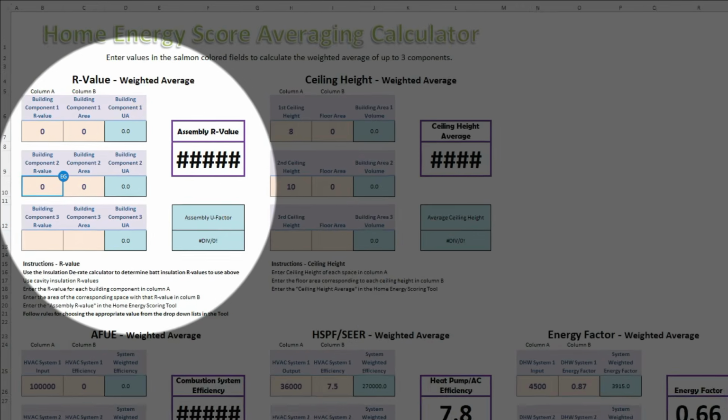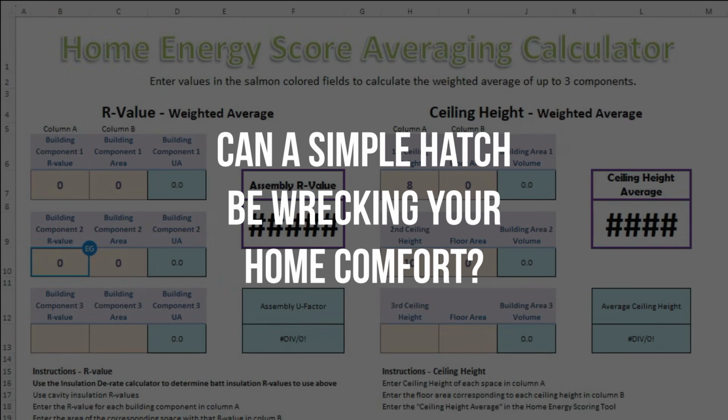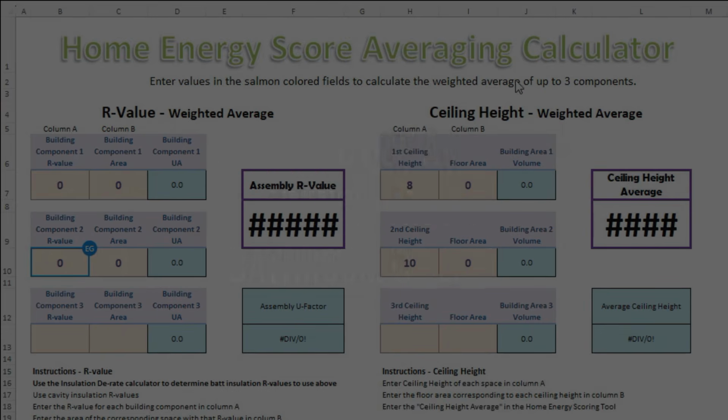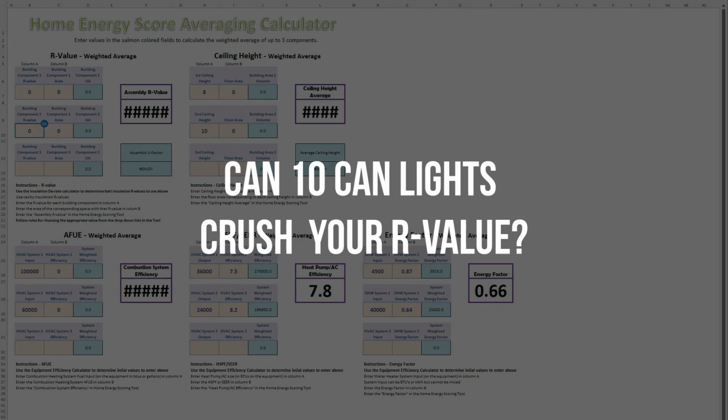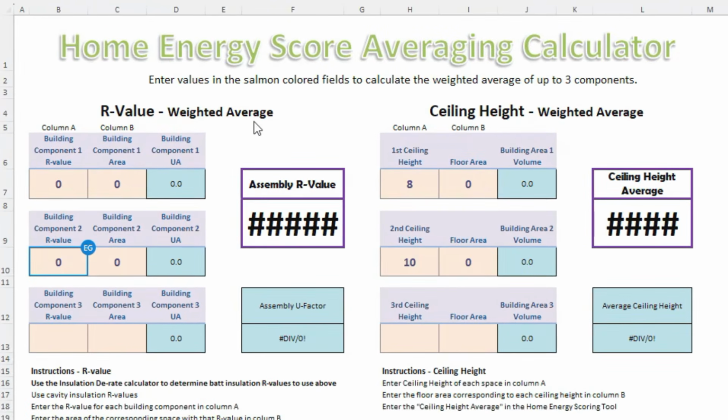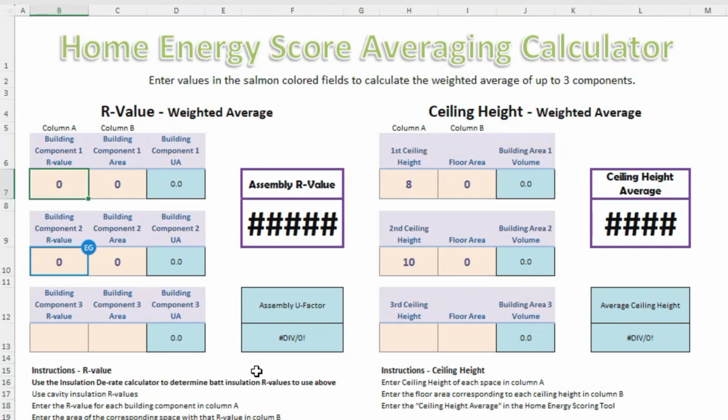So I'm going to show you with this tool that I have, and I'm going to break down a few different scenarios with attics that have good insulation and how detrimental it can be even if you're just missing 4 square feet of insulation. So check it out. In the one section here, you can see the R value, the weighted average. In this particular situation, the total square footage of the attic was 675. But in this case, the hatch, which is basically 2 by 2, 4 square feet, had an R value of 0. So we're going to fill that in.